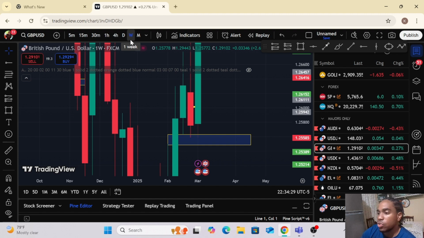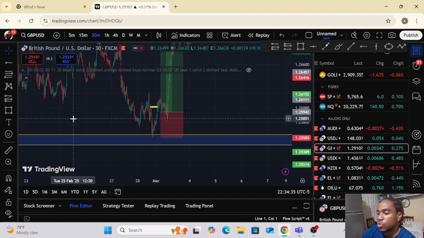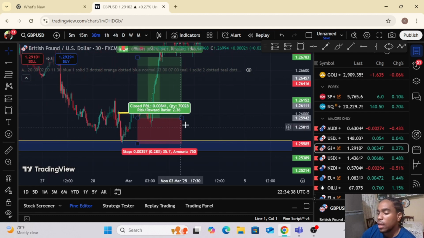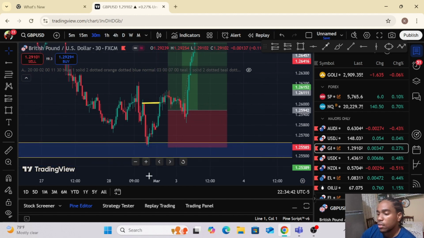So this is what I did at that time. Off of the weekly, I went down to my 30-minute time frame. This is where price tapped into our zone, the weekly zone. Oftentimes what I want to see is price break a high that was created outside of that zone in order for me to validate that price is really serious about moving higher.